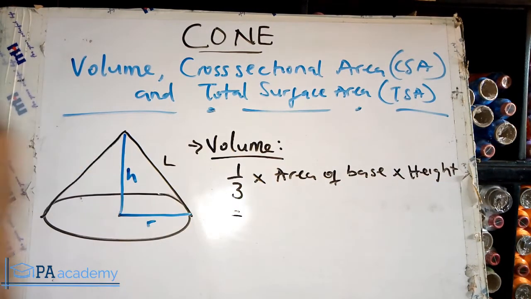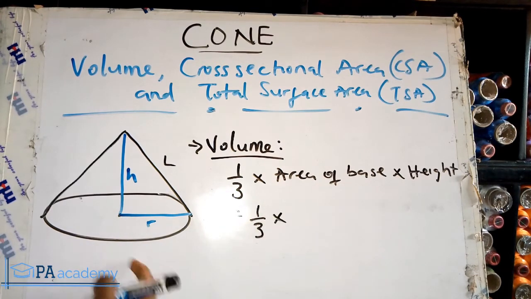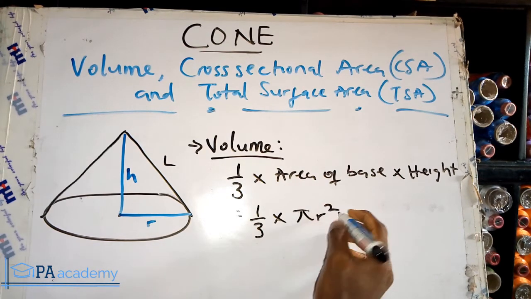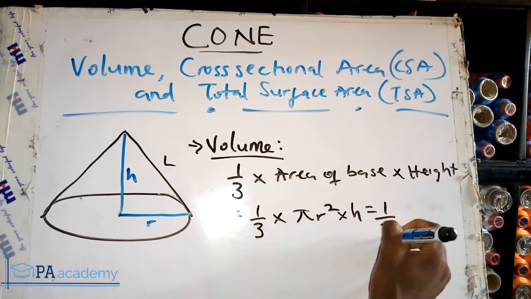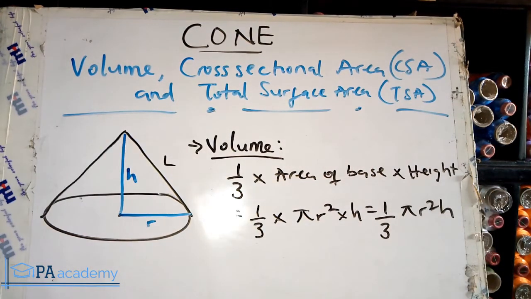This can be rewritten as one third times the area of the base. If you look at the base of a cone, it's a circle, and the area of a circle is pi r square, then times h. So basically, to round it up, we have one third pi r square h. So this is the formula to calculate the volume of a cone.